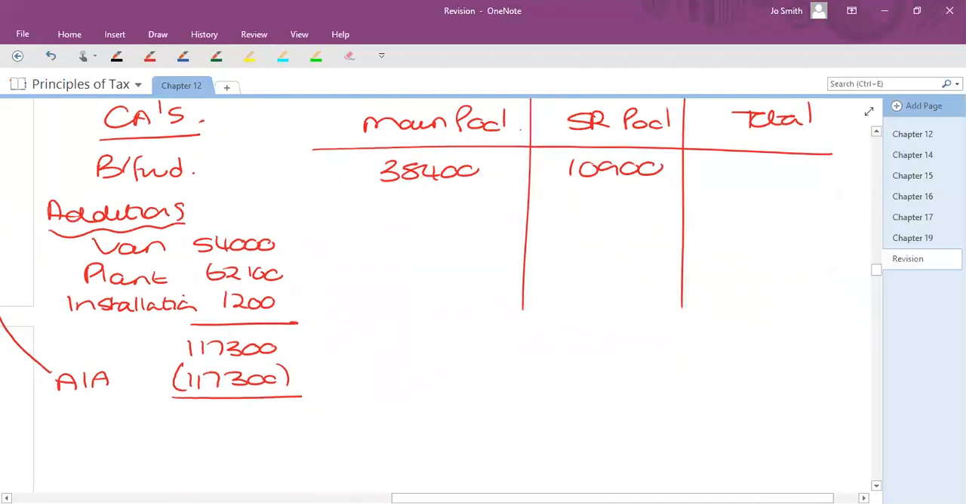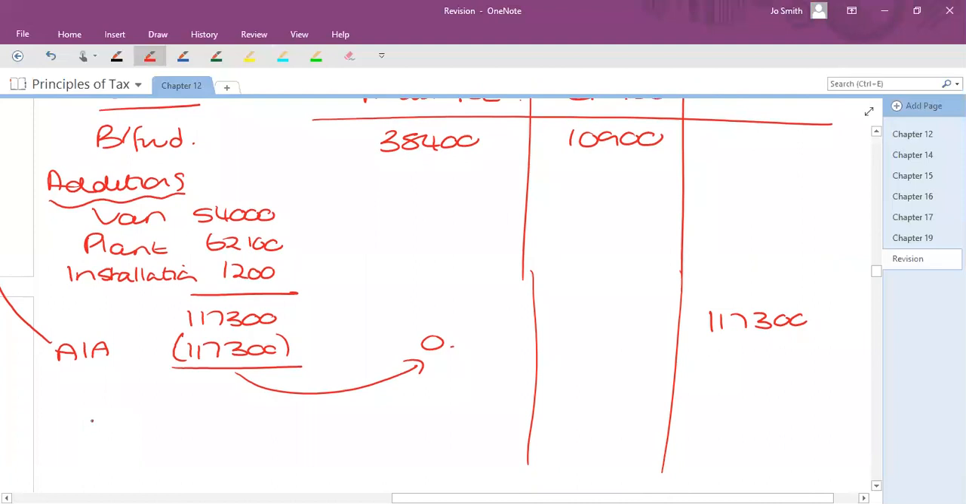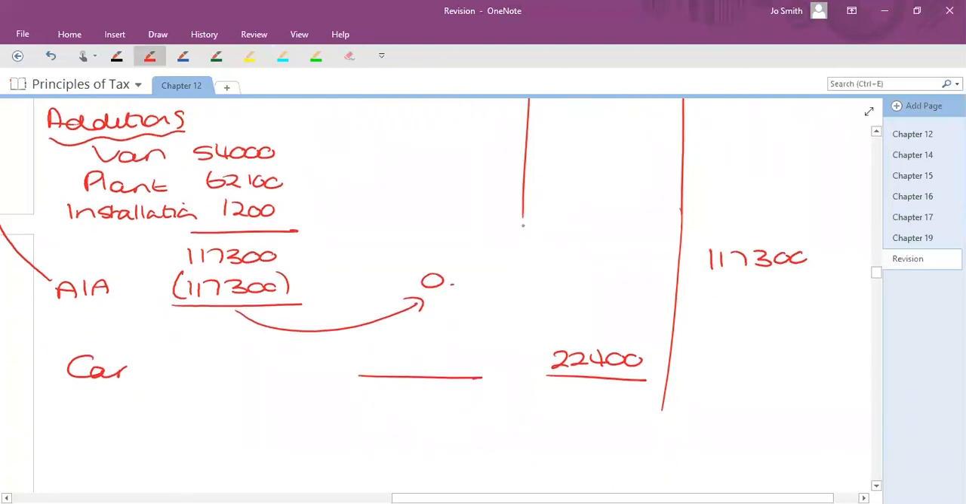And claim that full annual investment allowance in our total column. So there's nothing to actually put into that pool, is there? Because we've claimed it all in the year of acquisition. However, I can't put the car in there because cars don't get annual investment allowance. So the car is going to go into the special rate pool. We've got no disposals on this question, but if we did, we would deduct the lower of the cost or the proceeds before we worked out the balance. So we've still got the same opening balance in the main pool, and the special rate's now gone up to 33,300. So the final bit is to work out the writing down allowance.